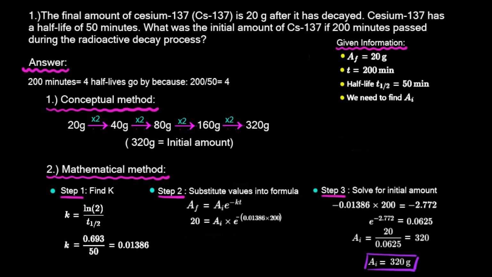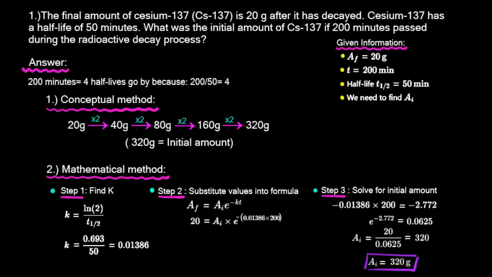We can solve this problem intuitively using the conceptual method, which is often the fastest way. Here, we're given the final amount and asked to find the initial amount. That means we're moving backward in time. So instead of dividing by 2, we need to multiply by 2 for each half-life. Let's start with the final amount of 20 grams. After moving back one half-life, 20 times 2 is 40 grams.